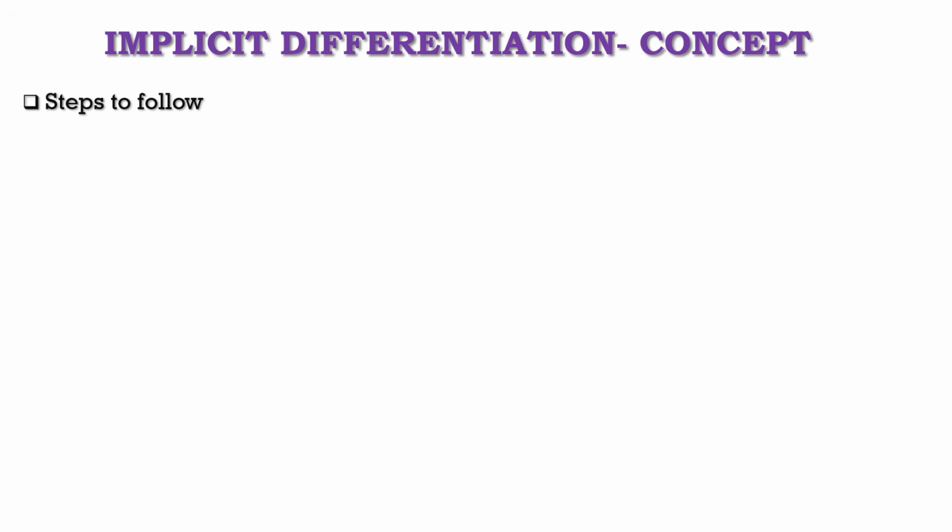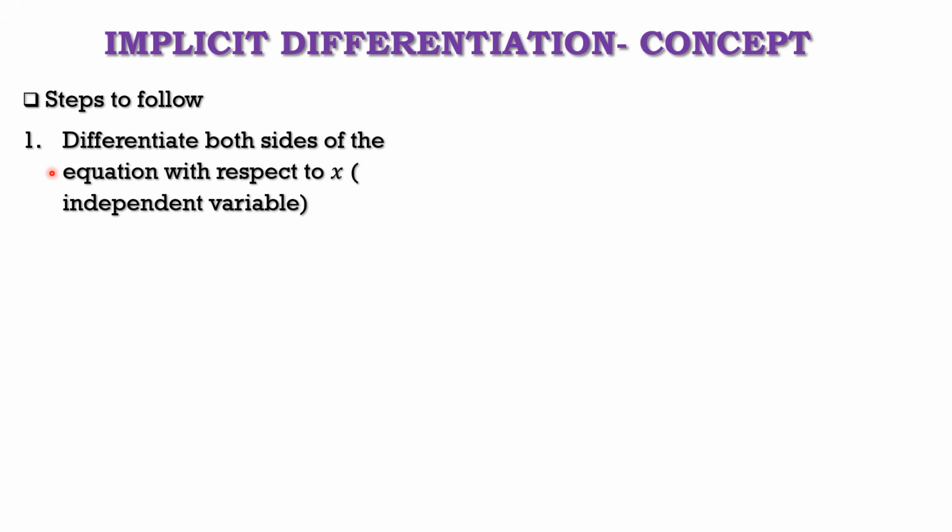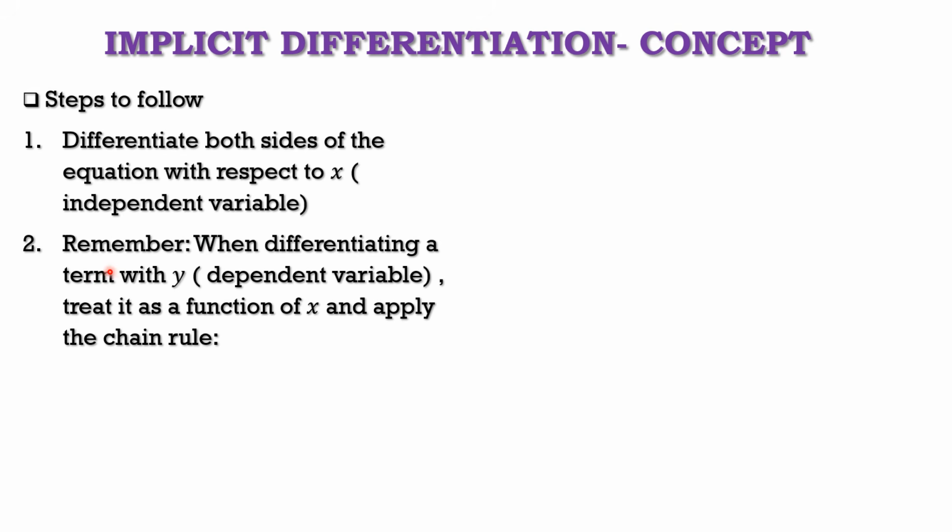So now let's get to the steps to follow to differentiate implicit functions or equations. Here, the first step is to differentiate both sides of the equation with respect to x, which means we have to take x as our independent variable. Good. Then we also have to remember that when differentiating terms with y, the dependent variable, we treat it as a function of x and apply the chain rule.